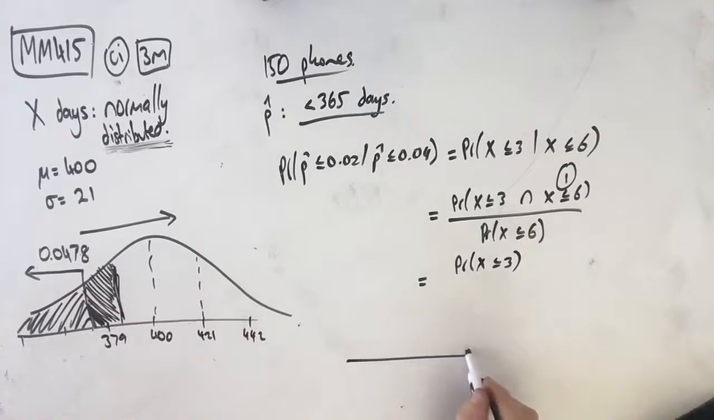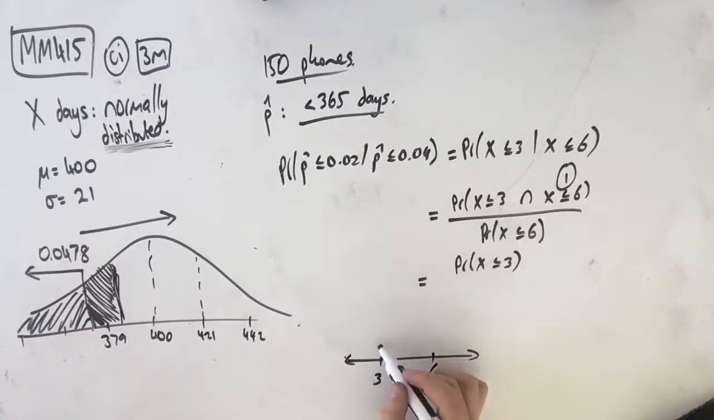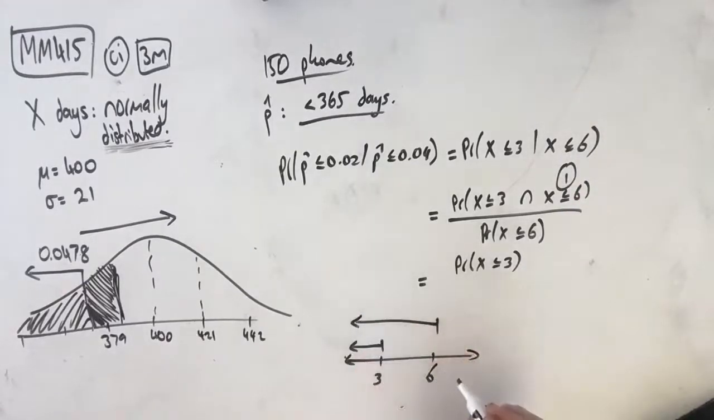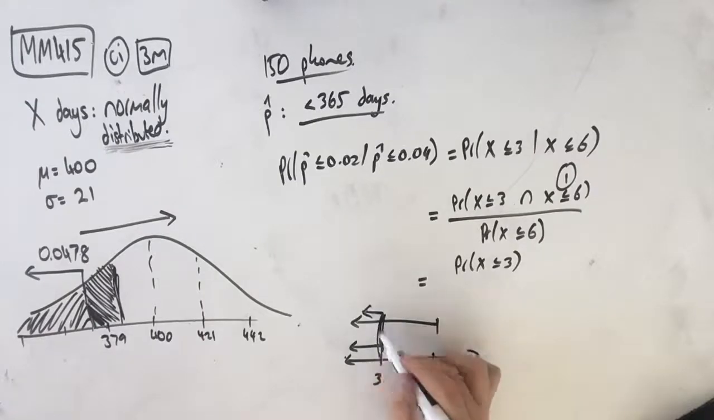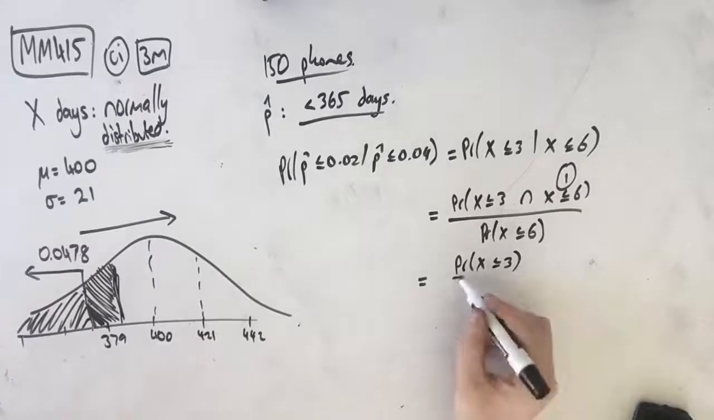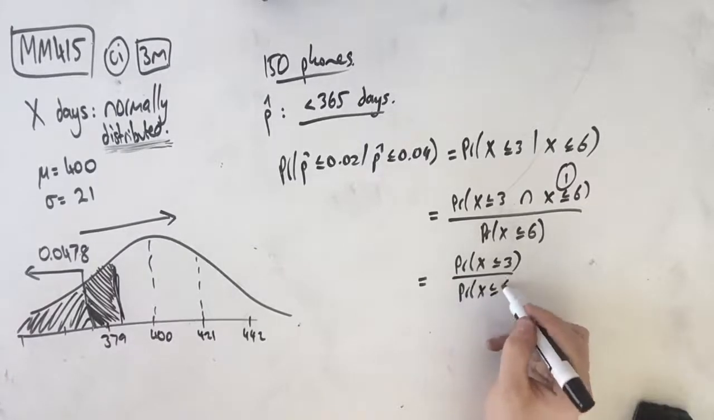Okay, so if you think about this on a number line, I've done this a couple of times, but if you haven't seen it, it's fine. Now, we've got probability x is less than or equal to 3, so everything from here. And then we've got probability x is less than or equal to 6, so everything along here. What's the intersect of these two things, or the common area? Everything from this point onwards. So x is less than or equal to 3. Over the probability that x is less than or equal to 6.